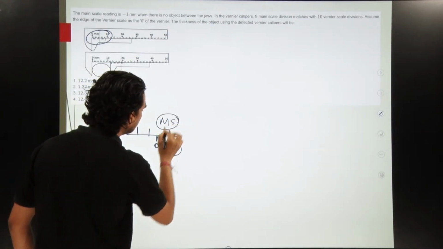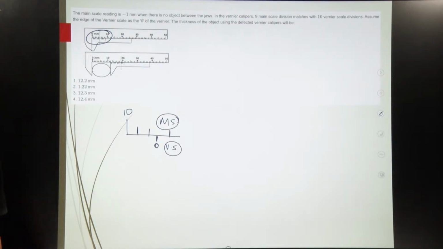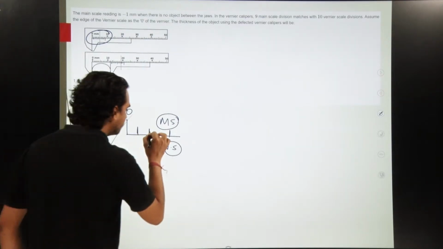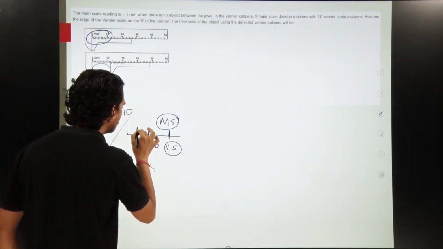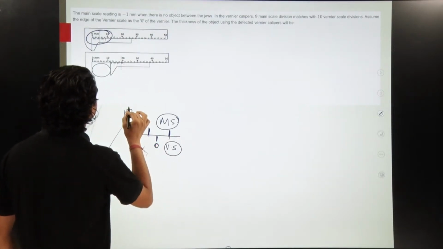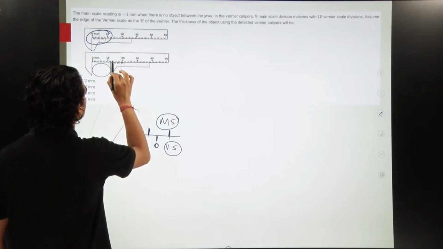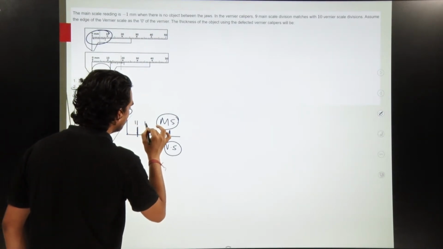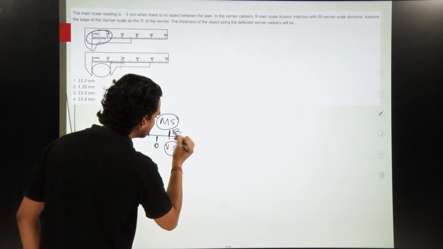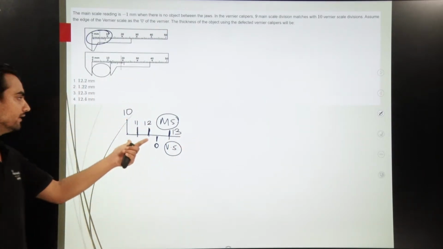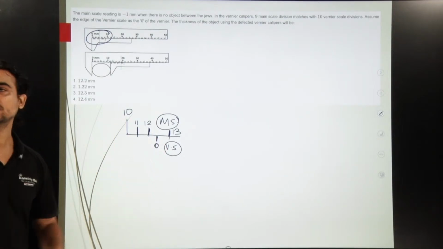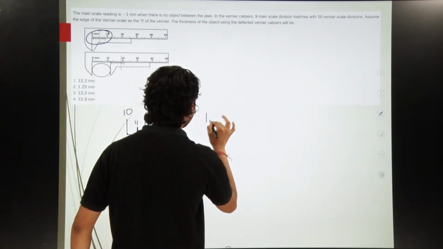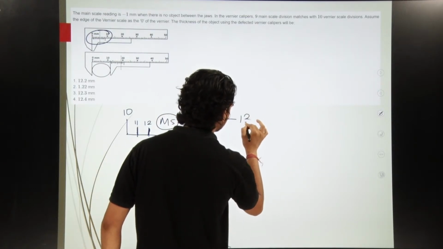So where is the 0 of my vernier caliper? The 0 of my vernier caliper is between this point and this point. So what is this point? This is basically 10, 11, 12. Okay, so this is basically 11, 12, 13. Yes. So I know that the reading is greater than 12 but less than 13. So the reading should be between 12 and 13.